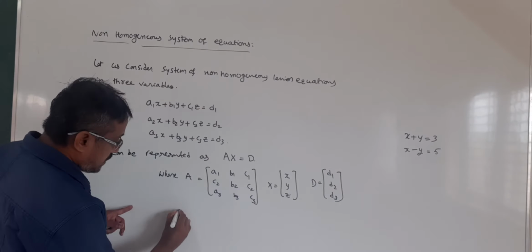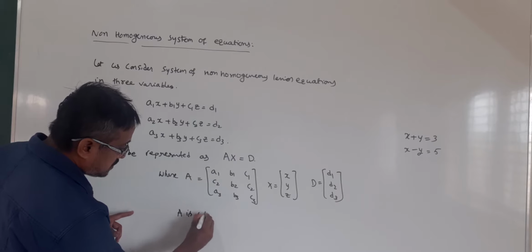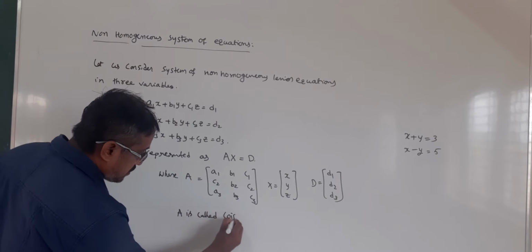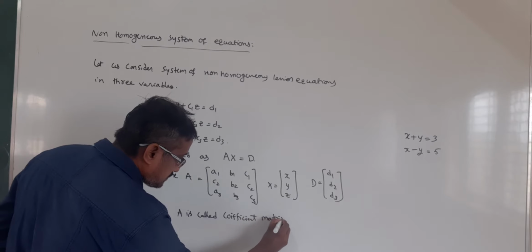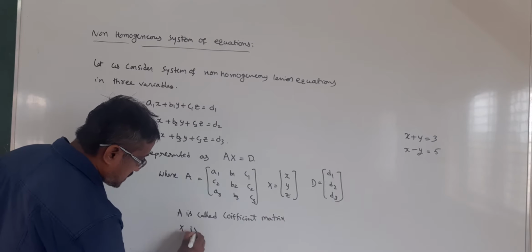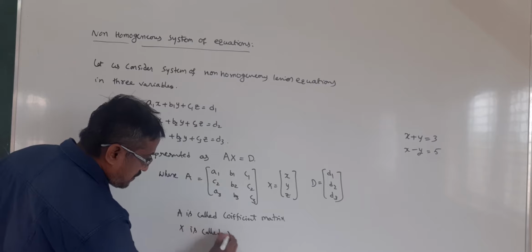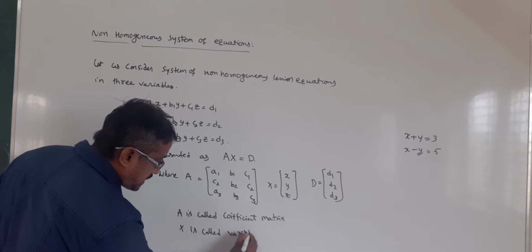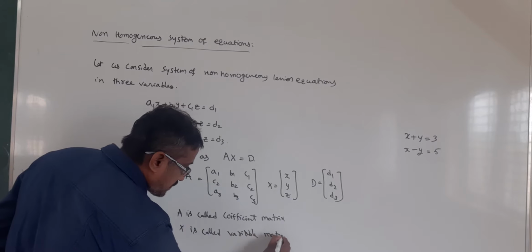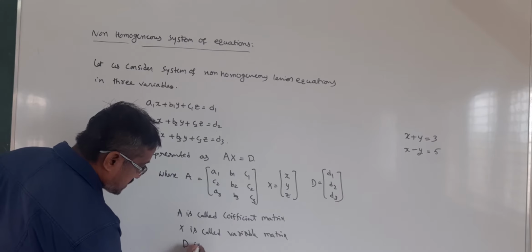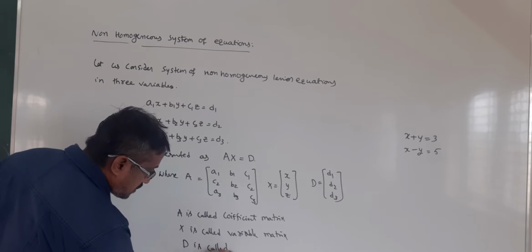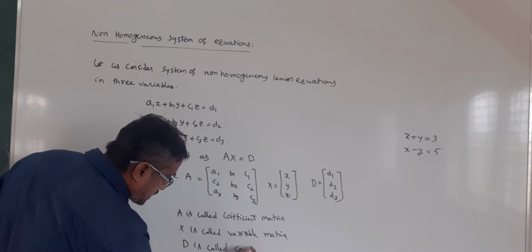Now here A is called the coefficient matrix. X is called the variable matrix, and D is called the constant matrix.